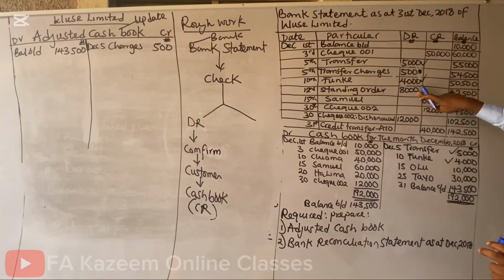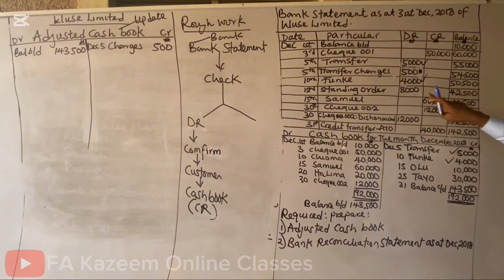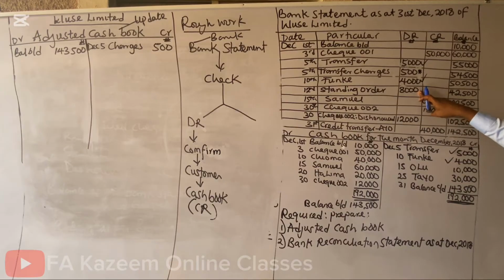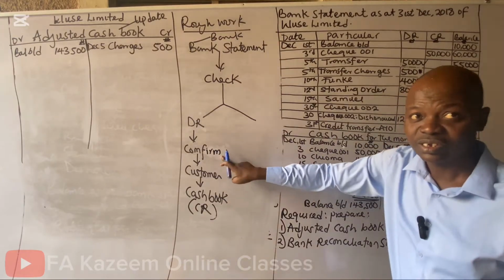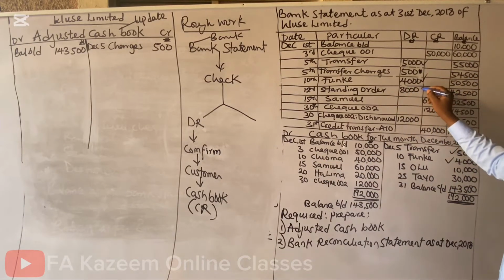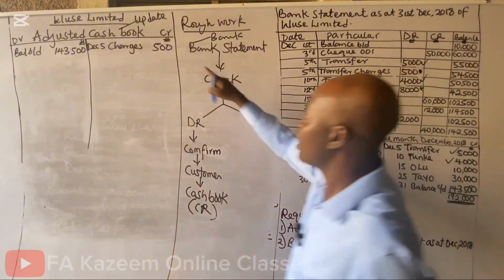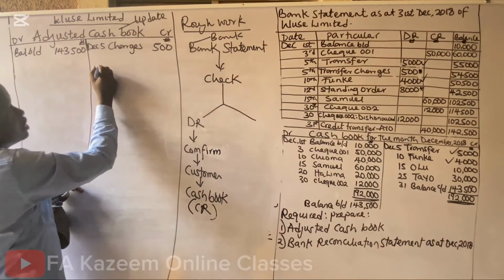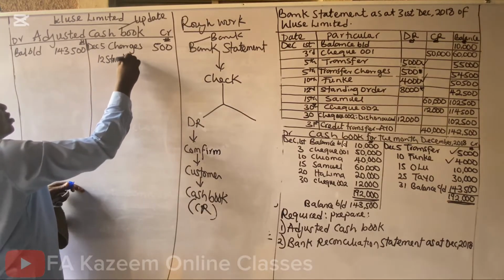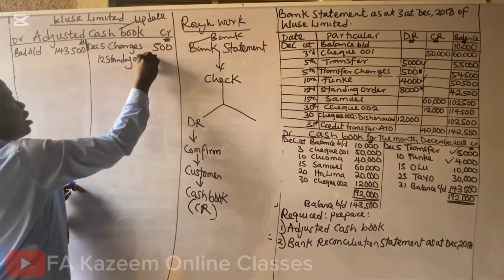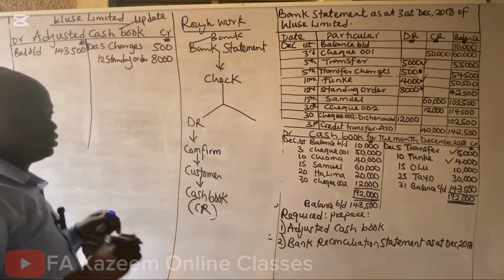The next is 8,000 standing order. Let's look at it to 1, 2, 3. The bank recorded the standing order on the 12th. The customer did not record it by confirmation. This is another one. Now help the customer to update on the 12th. That is a standing order. How much? 8,000.